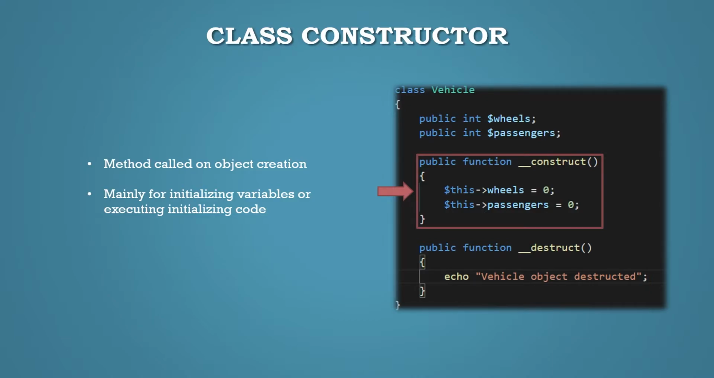The syntax is very similar to a normal function, however the name of the function must be __construct. Notice the double underscore at the beginning of the function name. This function can have arguments the same way as any other function, and those arguments will need to be specified at the creation of the object instance.